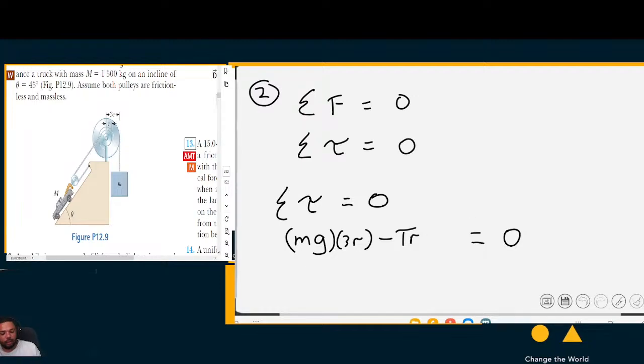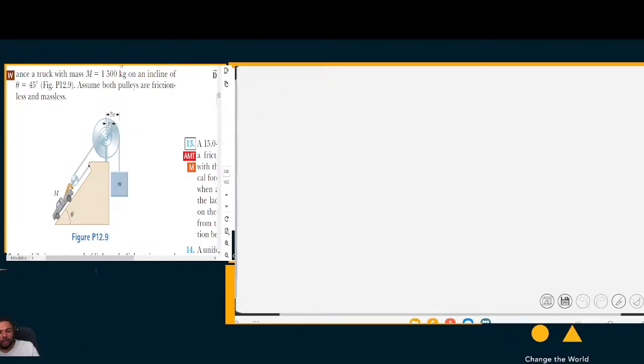So this is the formula for the sum of the torques. This part is for the block, small m, and this is for the big block. The tension times the radius is the counterclockwise torque. So now we need to calculate T, the tension.